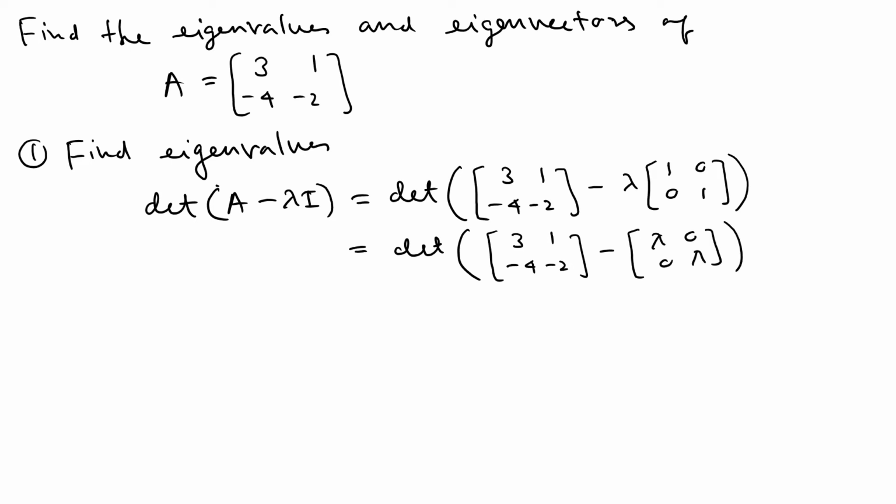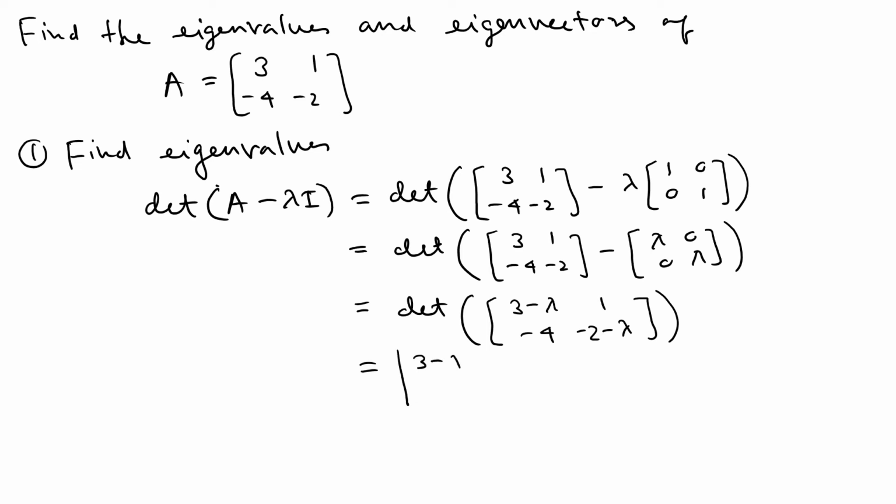Now we can subtract the corresponding entries. Since the off-diagonal entries are 0, you only subtract from the diagonal entries. That is 3 minus lambda, then 1 here, negative 4, and negative 2 minus lambda. So that's what you get. Now we can use the determinant notation: the determinant of 3 minus lambda, 1, negative 4, negative 2 minus lambda.